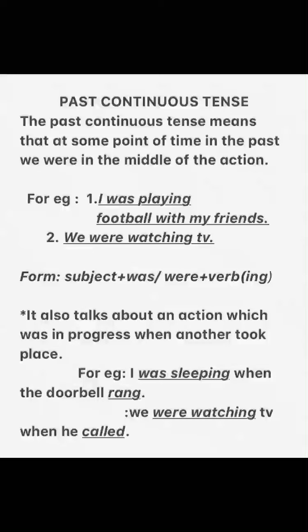Look at these examples. Number 1, I was playing football with my friends. So here I is the subject and it is singular. So with the singular you use was and the verb play becomes playing. Number 2, we were watching TV. So we is plural. Okay, so with plural you use were and the verb watch becomes watching. Please make sure that in past continuous tense the verb should be in ing form.